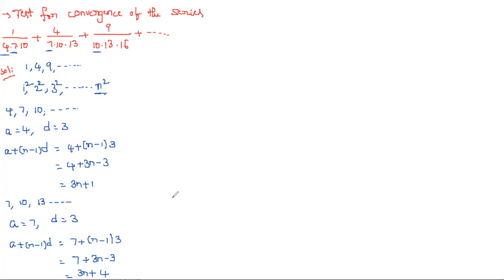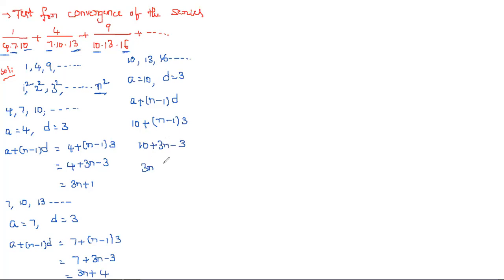Now coming to the third one. What are the third terms? Simply 10, 13, 16, and so on. These are the third terms, and here also the difference is the same. A is equal to 10 and the difference is equal to 3. Now take the nth term: a plus n minus 1 into d, that is 10 plus n minus 1 into 3. So we can write 10 plus 3n minus 3, then 3n plus 7. This is the other term. So these are the terms we got.